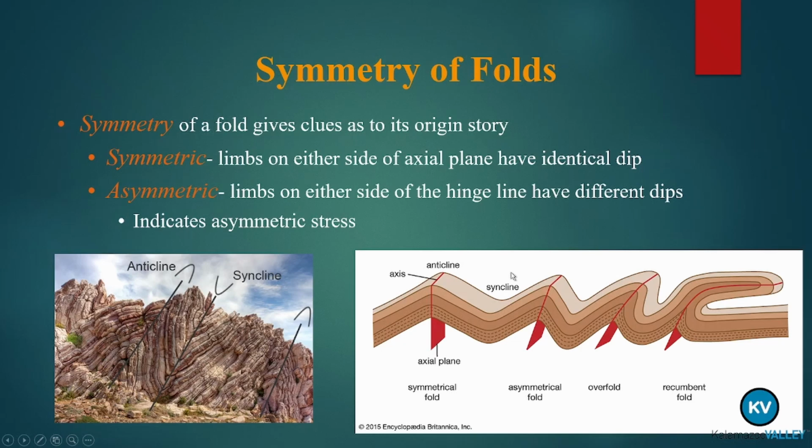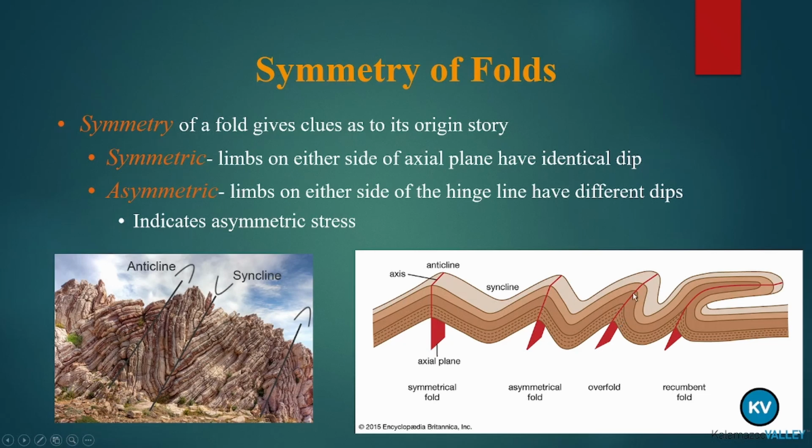An asymmetrical fold is where we have the axial plane dipping at some angle greater than 90 degrees, giving it limbs with two different dip angles. So this angle would be greater than this angle. This angle here on the right side with this one is a much tighter angle, or at least a little tighter angle than this left limb.